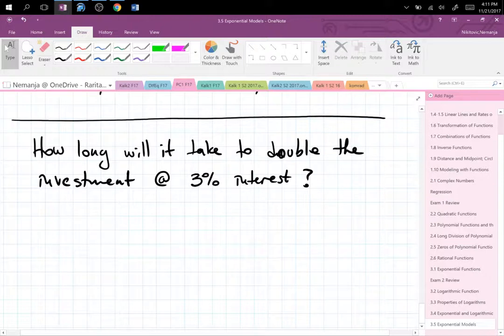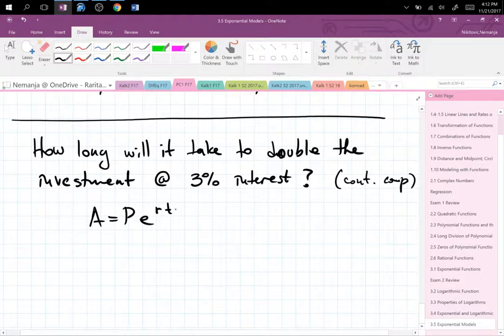Well, use the continuous compounding for ease of calculations, right? So let's just say continuous compounding. Right, so we know that the formula is amount is equal to principal e to the rate times time. How would you set up this problem?